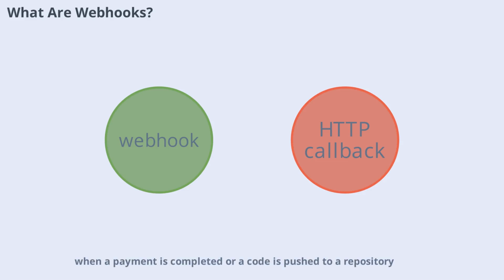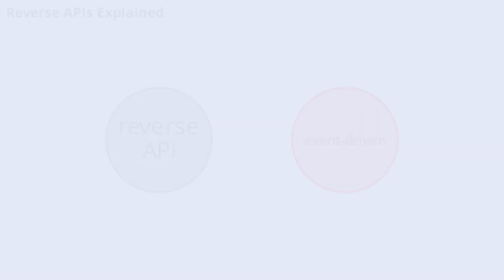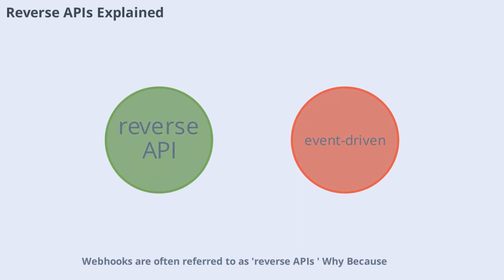For example, when a payment is completed or a code is pushed to a repository, the provider can immediately inform your app by sending a payload to your webhook endpoint. Webhooks are often referred to as reverse APIs.